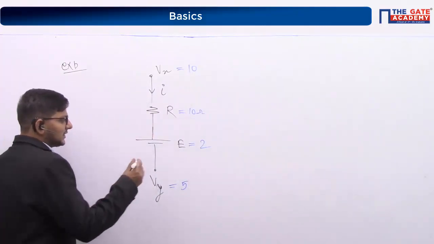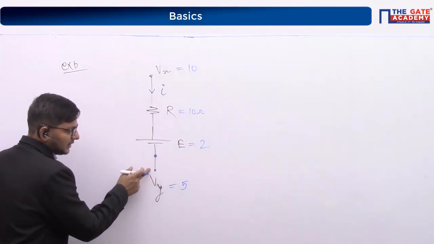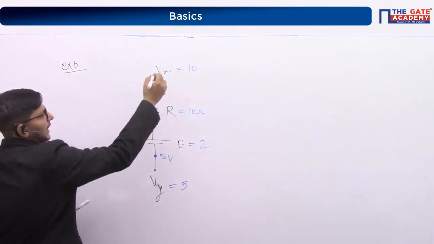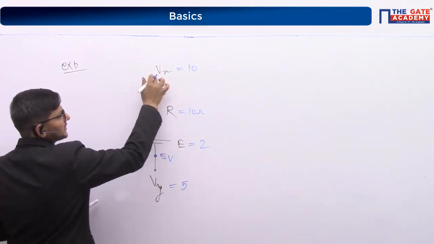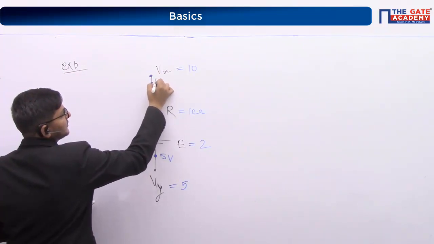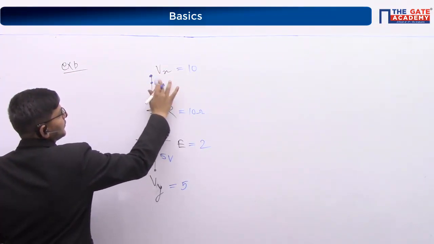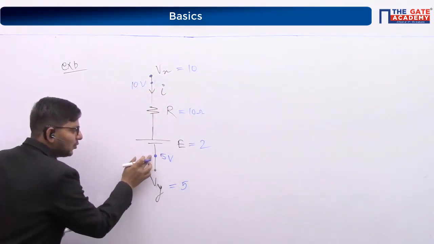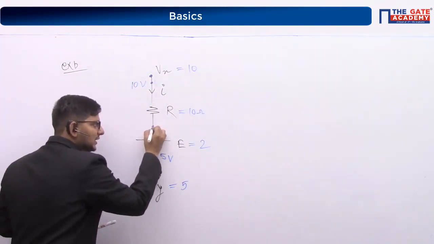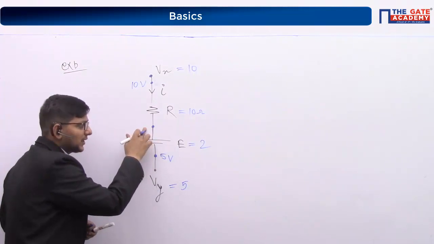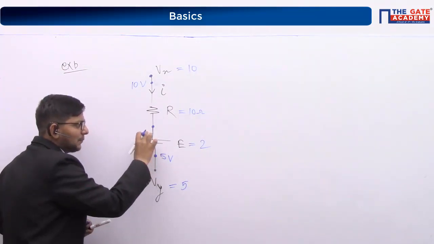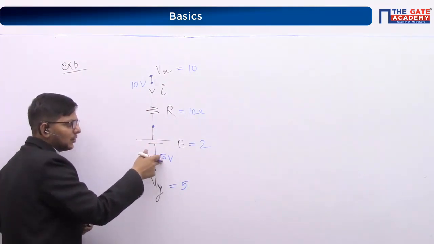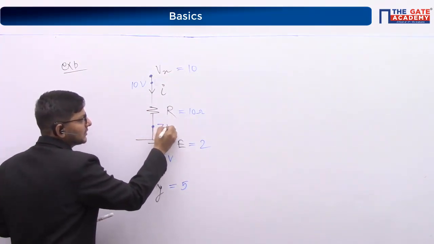So what is the voltage at this point? This is 5 volt. Very good. And this point voltage is 10. If this point voltage is 5 volt, what will be the voltage at this point? This is 5 plus 2. I am taking the voltage at the positive terminal, so this 2 volt will get added to 5 volt. So the voltage at this point is 7 volt.